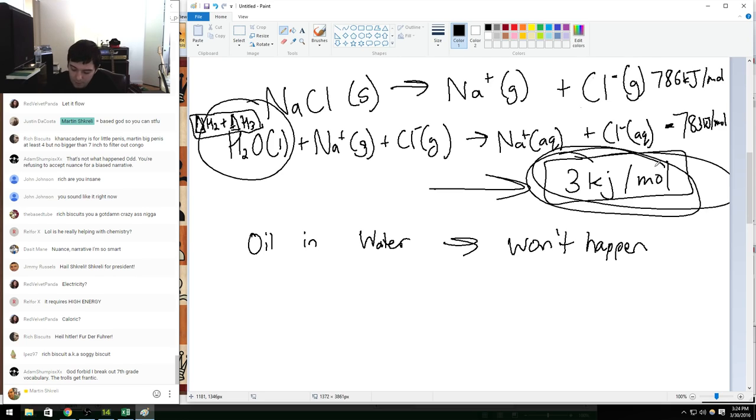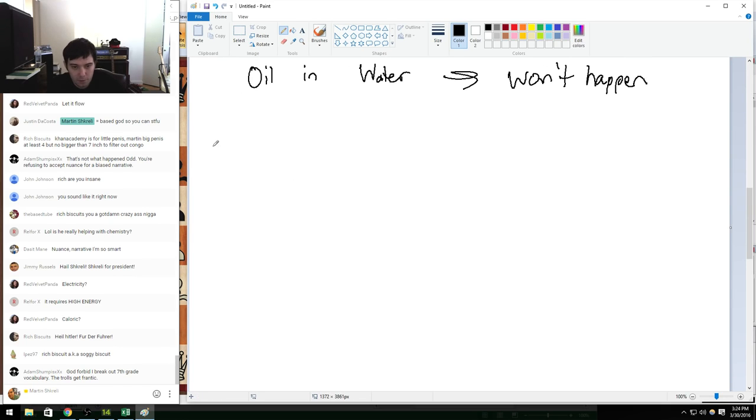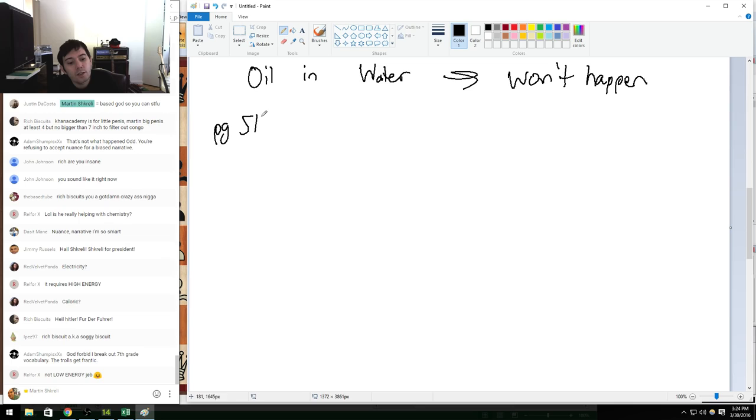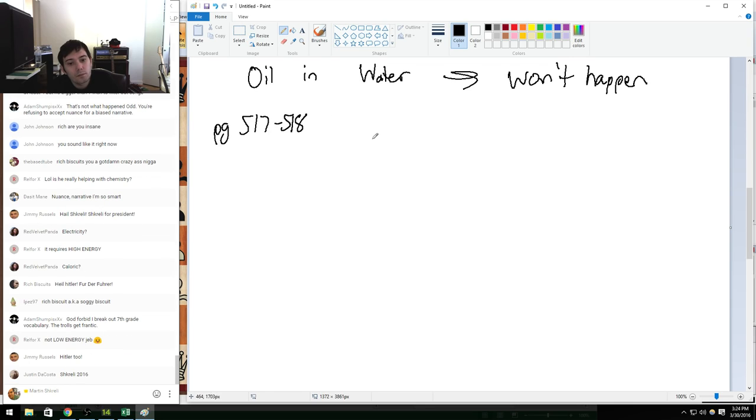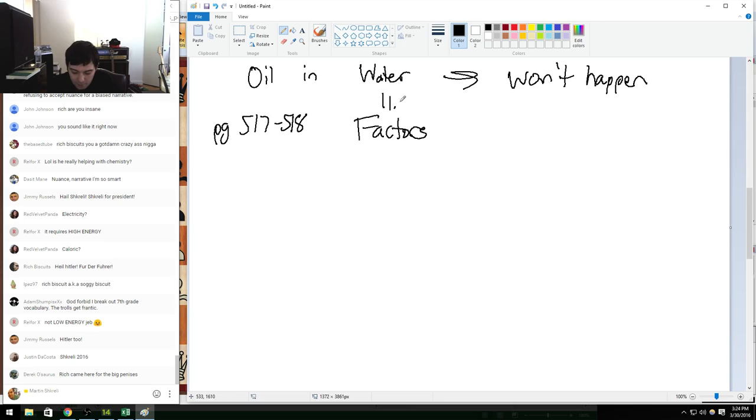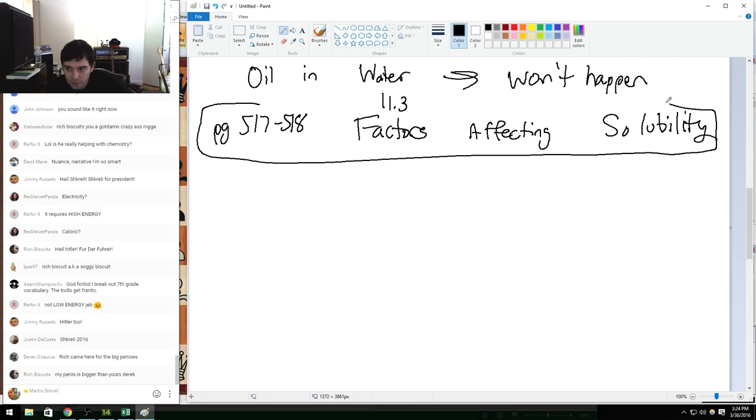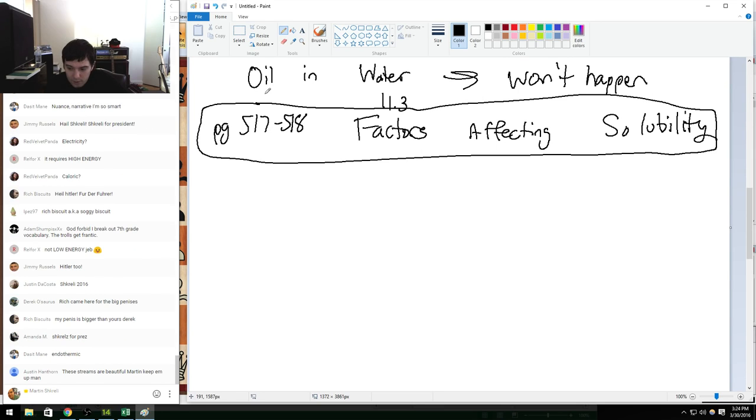All right, let's keep playing with this idea of solubility. I'm on page 517 and 18. Factors affecting solubility. And this is going to be really important. We're going to learn a lot about drugs right now, a lot about pharmaceuticals. So this might be interesting to you. So maybe when I said you can skip this, I was wrong.